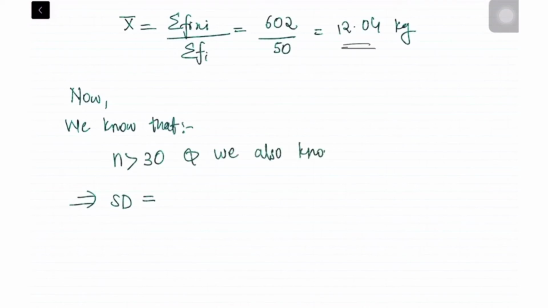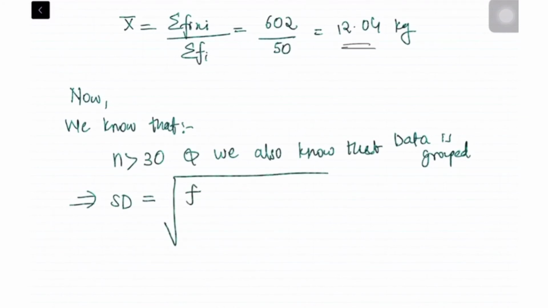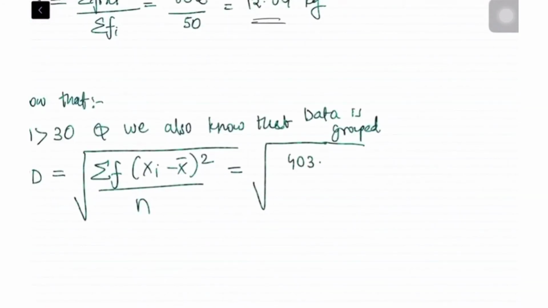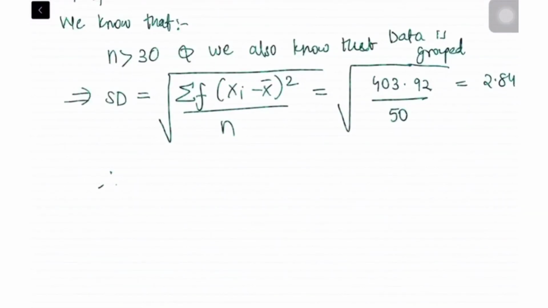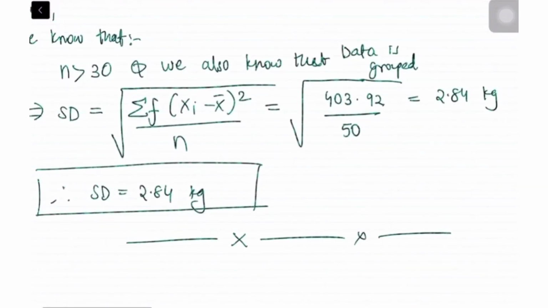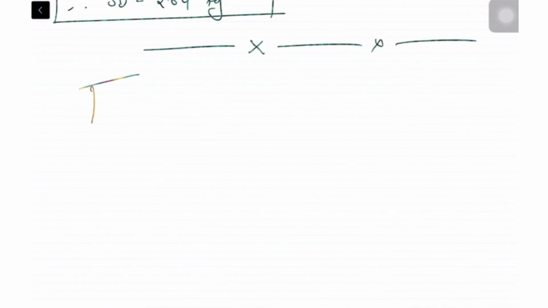Now we know that sample size is greater than 30, 50 children, right? And we also note that the data is grouped. So standard deviation for group data would be sigma f into (xi minus x bar) whole square divided by n, because sample size is greater than 30. So putting the values in the formula, it comes out to be 2.84 kilograms. So this was the standard deviation.